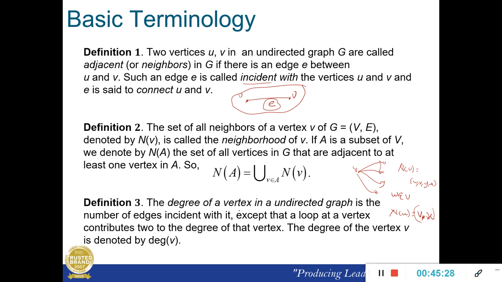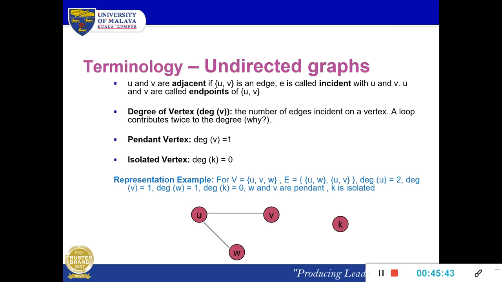Definition 3: the degree of a vertex in an undirected graph is the number of edges incident with it. The degree of the vertex V is denoted by deg(V). This is the degree: how many edges or connections from A to B. You can see that, okay?